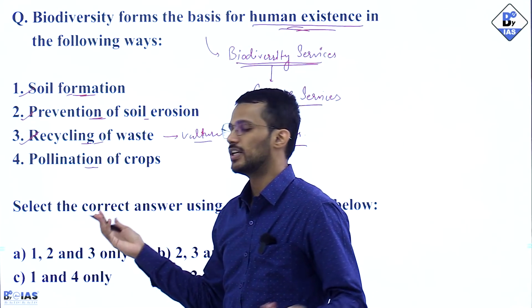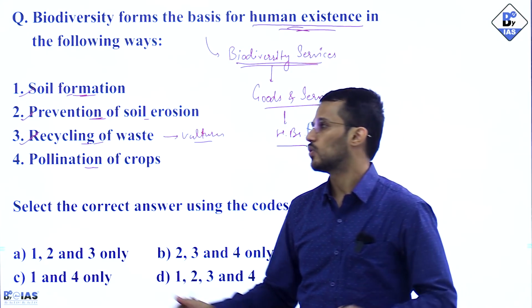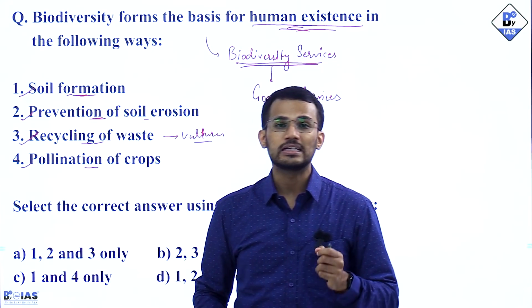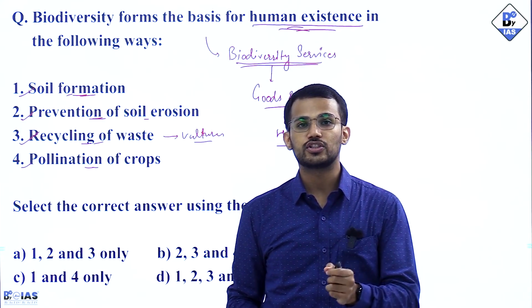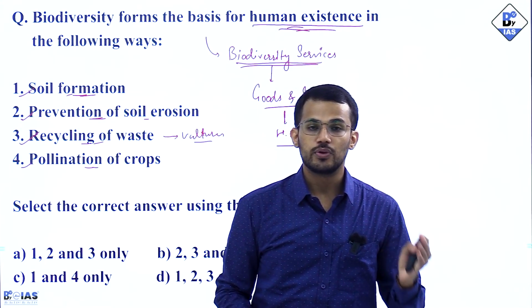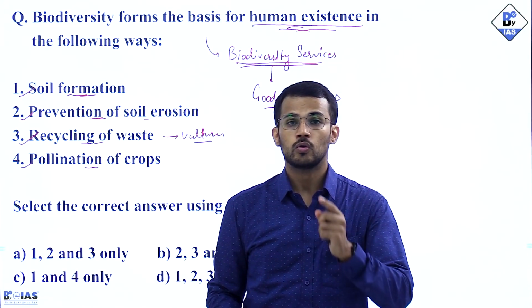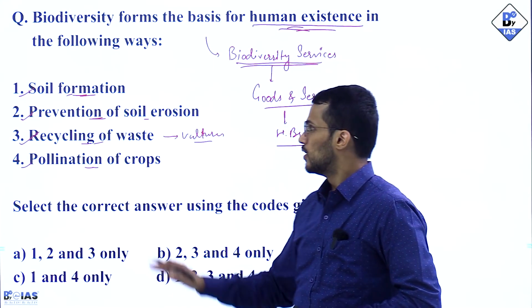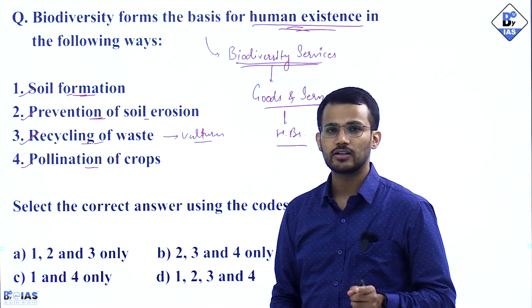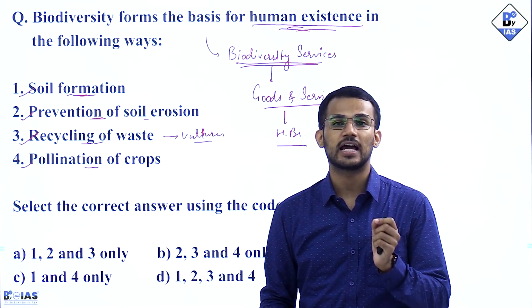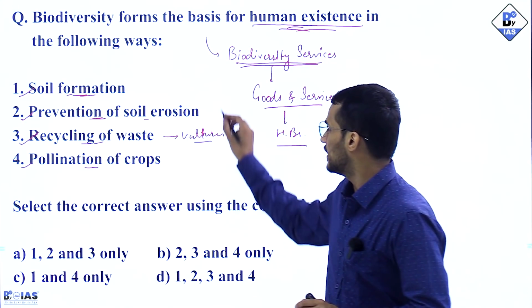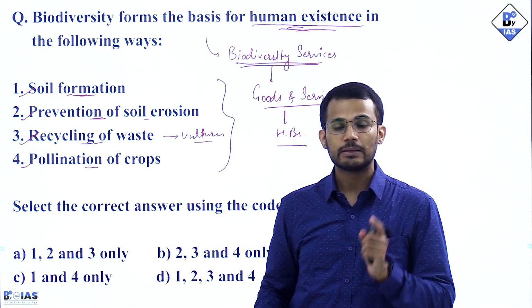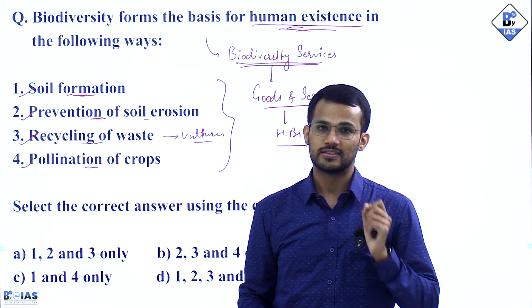Fourth is pollination of crops. This is also an important service that we receive from biodiversity, because without pollination of crops, we won't be able to ensure food security, right? So all these four are correct with respect to the services that human beings receive from biodiversity. And all these four services are important for human existence.